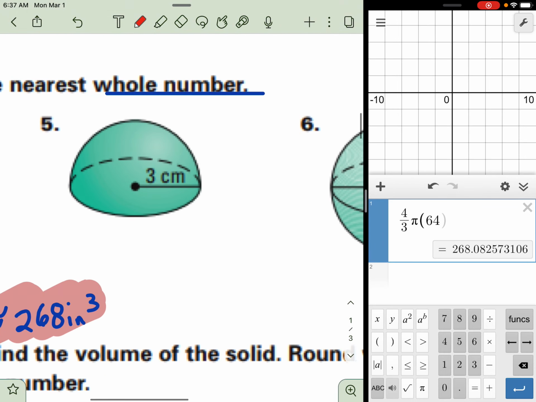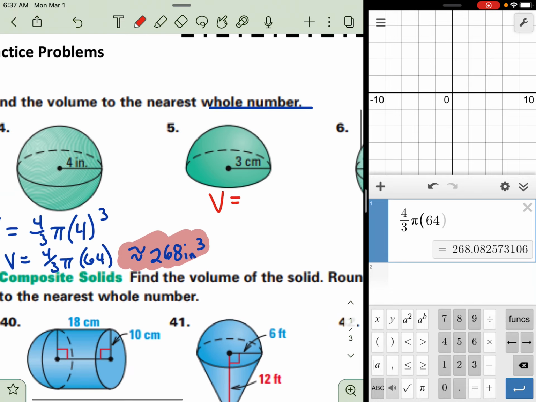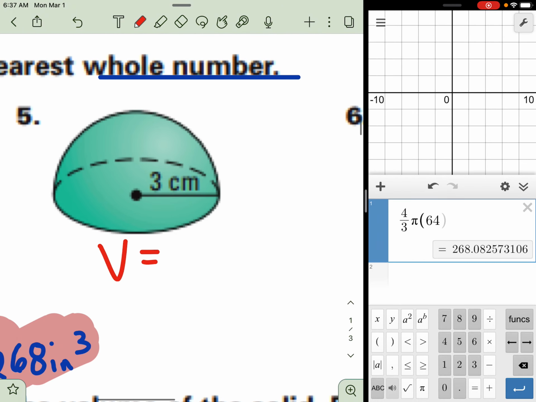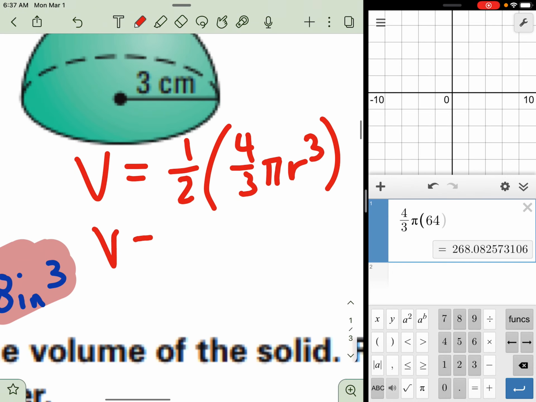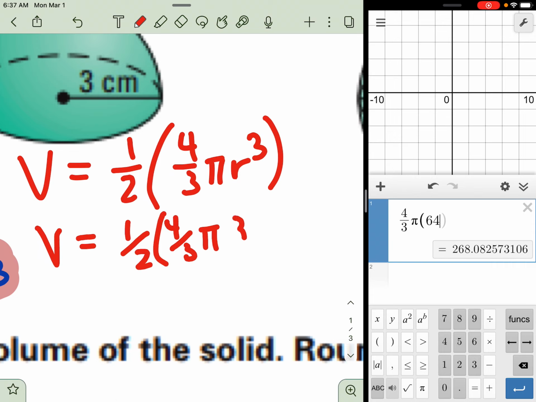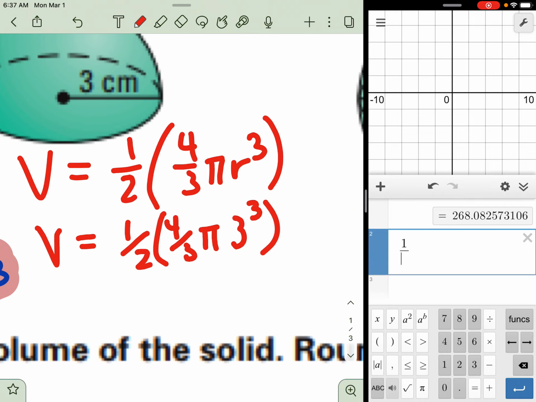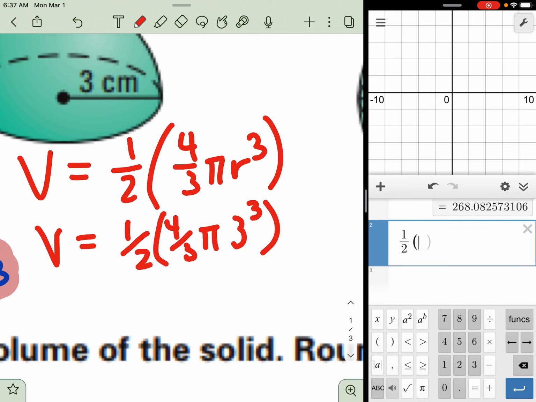All right. Volume of this next one. Now notice that this is not a full sphere, right? This is a hemisphere. So this is going to be 1/2 the volume of a typical sphere. Okay, so this volume is 1/2 of 4/3 pi r, which r is 3 cubed. And again, just use your calculator for this. No reason to mess around and spend extra time on it.